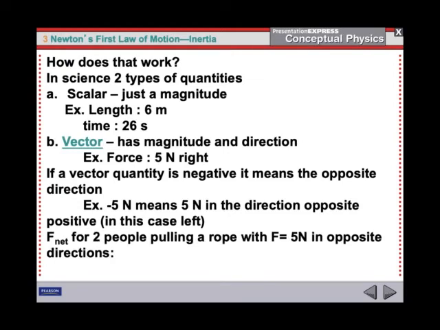So the net force for 2 people pulling on a rope, both with the force of 5 newtons, but in opposite directions. So here's our little formula. And then we have 5 newtons. This is going to the right, and this is 5 newtons to the left. And because it's negative, they add to give you 0. So the net force on that rope, because they're pulling in opposite directions, is going to be no force at all, 0 newtons.